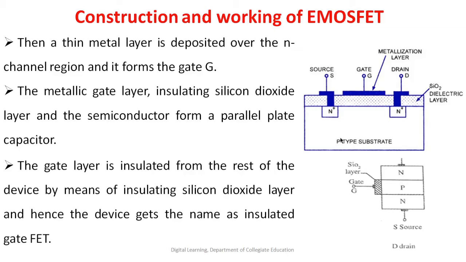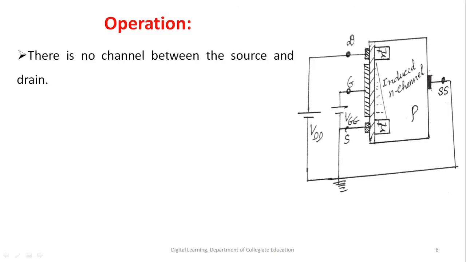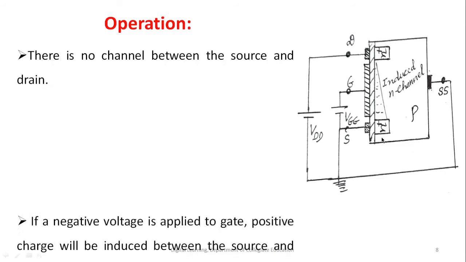From this figure we can observe that the gate is insulated from the rest of the device by means of the insulating silicon dioxide layer. Therefore this device is termed as insulated gate FET or IGFET. Coming to the operation of the enhancement MOSFET, there is no channel in between the source and drain, that is, between the two N-type regions.